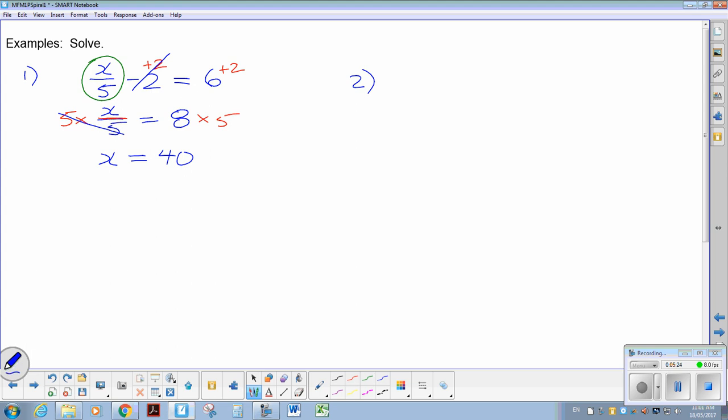Next example. If we have negative 7 plus 3x equals 9.